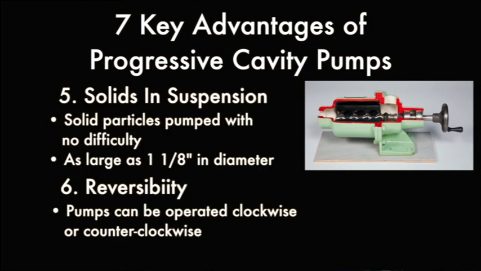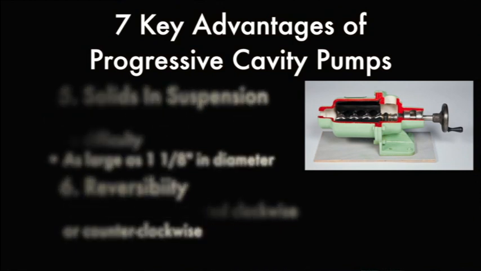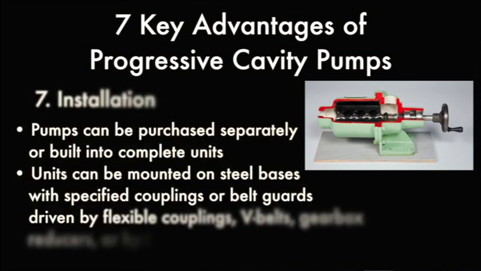The fifth key advantage is solids in suspension. Solid particles over a wide range of size and shape, as large as 1.1 in diameter, are pumped with no difficulty. Our sixth key advantage is reversibility. Our pumps can be operated clockwise or counterclockwise with effective performance in most installations. Contact us to see if your application is suitable for reverse operation.